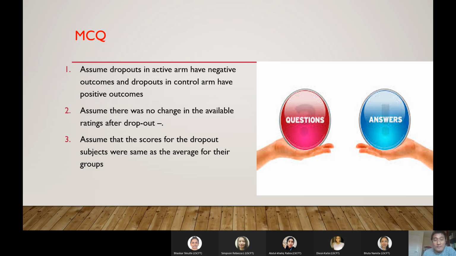Does anyone want to have a guess? Last case. There was no change in the available rating after the dropout. Last observation. Okay. Assume the scores of the dropouts were the same as the average of the group. They have put in the missing data. Which one is the answer? Imputation. Okay.